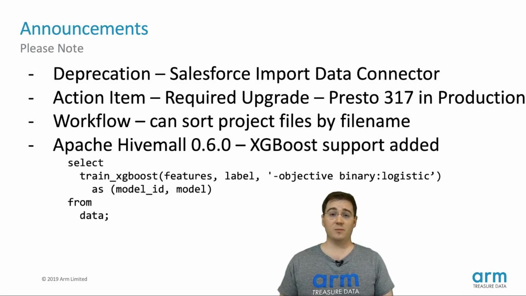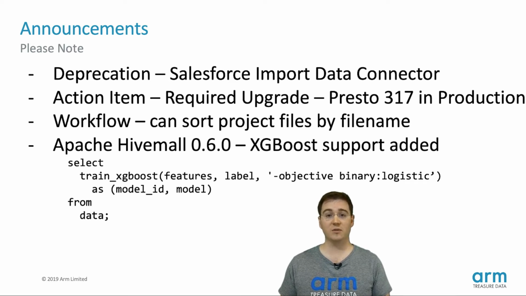Some major announcements this month: the Salesforce import connector is being deprecated. By the end of January 2020, if you're using Salesforce V1, you need to transition to Salesforce V2 to avoid any issues. In addition, we've upgraded our Presto backend from 0.205 to Presto 317. This enables many stability features and enhancements that'll make your experience better with the platform. For porting steps, please see the feature release notes linked down below for specific instructions on how to test your scripts before the upgrade and the transition process.